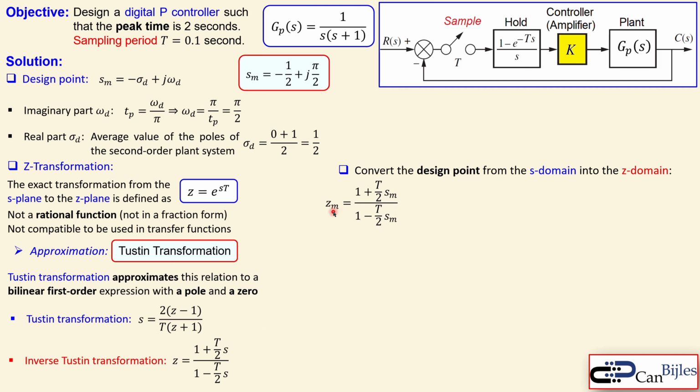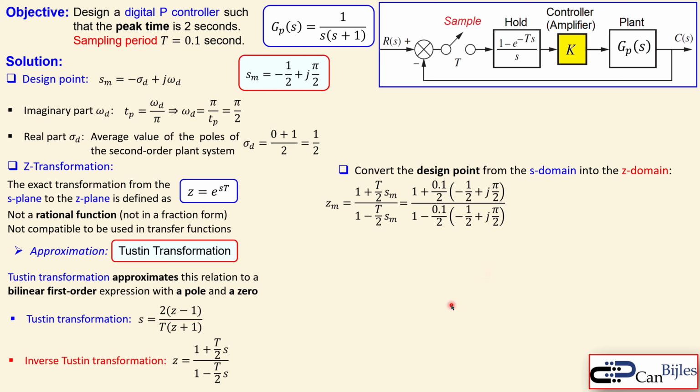So we then say Zm specifically is equal to 1 plus the sampling period over 2 times the Sm, over 1 minus the sampling period over 2 times the Sm. And Sm is shown here. So when you substitute that now in this expression, what do you get? Now you get here, of course, the 0.1 for our sampling period. The Sm is all shown here, so we have now substituted values.